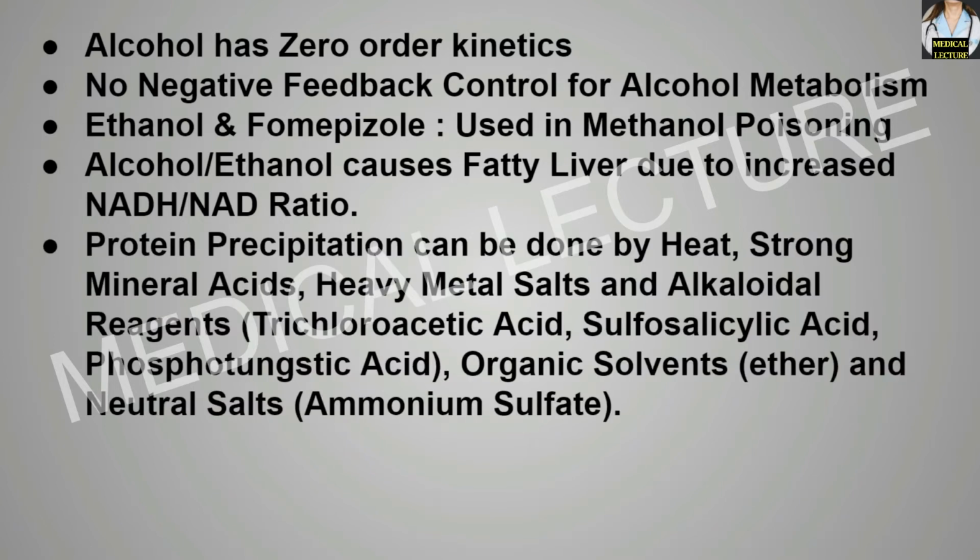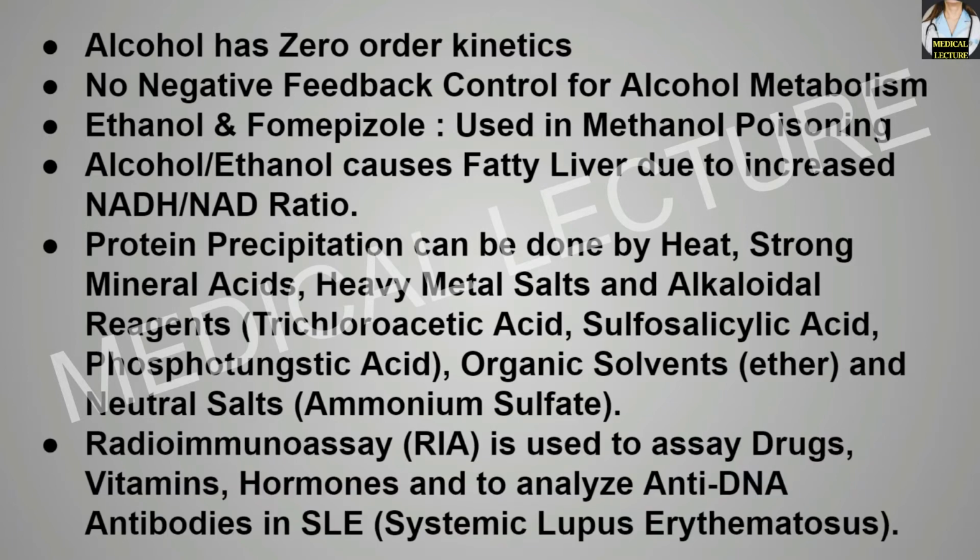Protein precipitation can be done by heat, strong mineral acids, heavy metal salts, and also alkaloidal reagents like trichloroacetic acid, sulfosalicylic acid, phosphotungstic acid. Also, organic solvents like ether and neutral salts like ammonium sulfate can cause protein precipitation. Radioimmunoassay is used to assay the drugs, vitamins, hormones, and also to analyze the anti-DNA antibodies in the systemic lupus erythematosus.